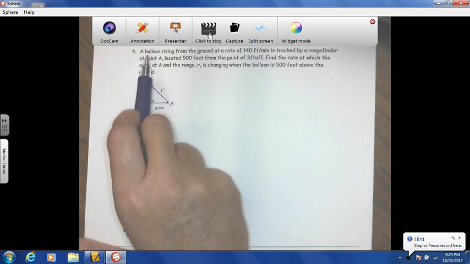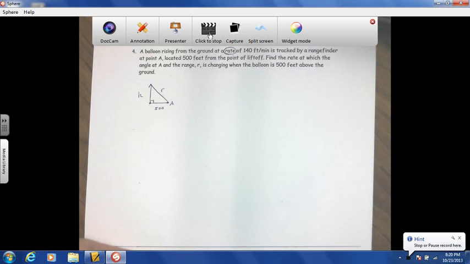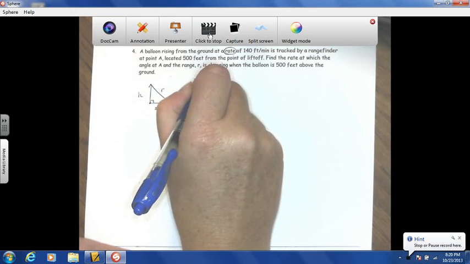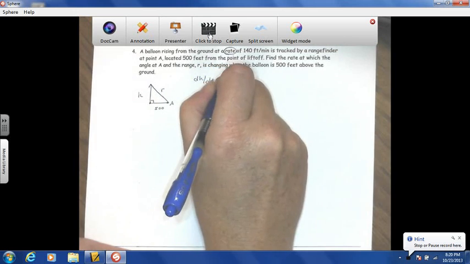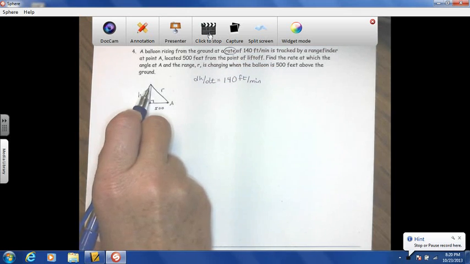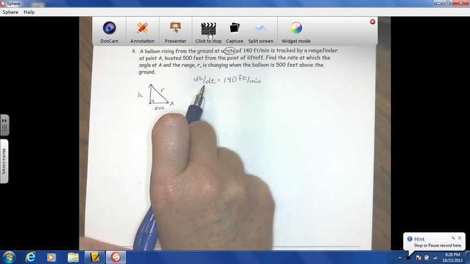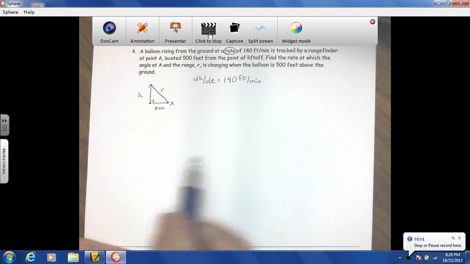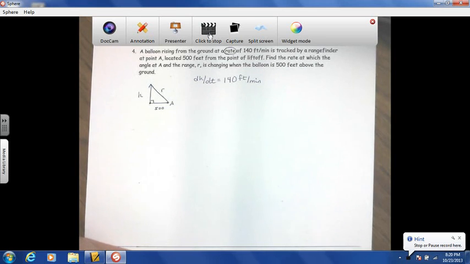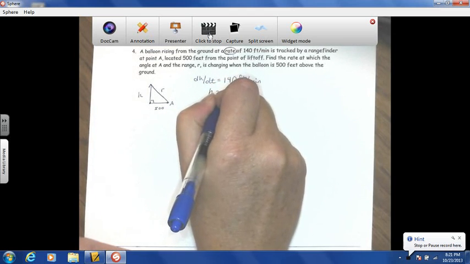So, we were given that the balloon is rising at a rate of 140 feet per minute. If the balloon is rising at a rate of 140 feet per minute, that is the rate of change of the height with respect to time. Now, as the balloon is lifting upward, that means that this height is increasing. If the height is increasing, that means that the rate of change of the height will be positive. Now, we're trying to find the rate at which the angle at A and the range R is changing when the balloon is 500 feet above the ground. So we are looking for the snapshot of 500 feet.